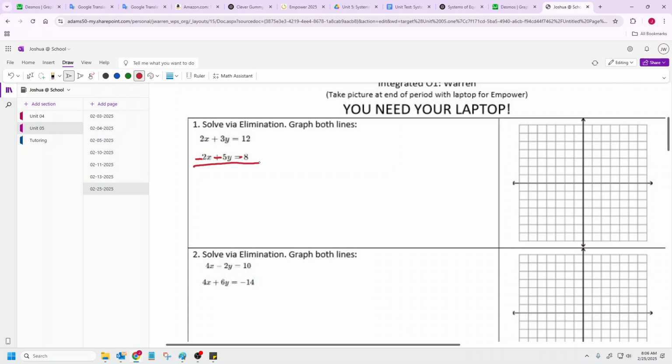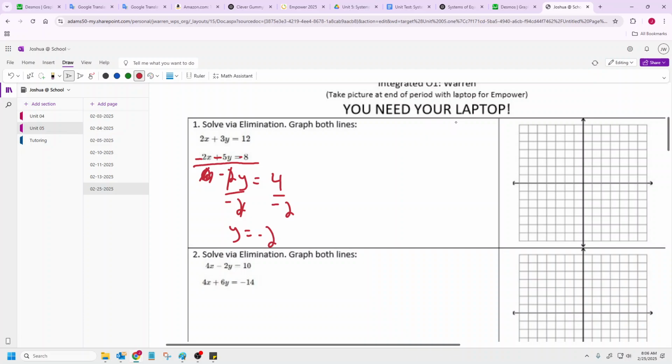So here we go. 2 minus 2x gives me 0, so there's nothing left there. 3 minus 5 gives me -2y. And then I have 12 minus 8, which is 4. So what do you have now? You can get rid of the 0. You're just going to solve this like a regular equation now. You divide by -2, divide by -2, and you have y equals -2.